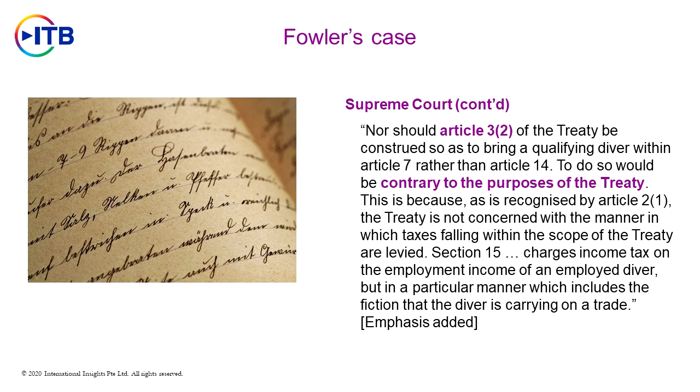Nor should Article 3.2 of the treaty be construed so as to bring a qualifying diver within Article 7 rather than Article 14. To do so would be contrary to the purposes of the treaty. This is because, as is recognised by Article 2.1, the treaty is not concerned with the manner in which taxes falling within the scope of the treaty are levied. Section 15 charges income tax on the employment income of an employed diver, but in a particular manner which includes the fiction that the diver is carrying on a trade.